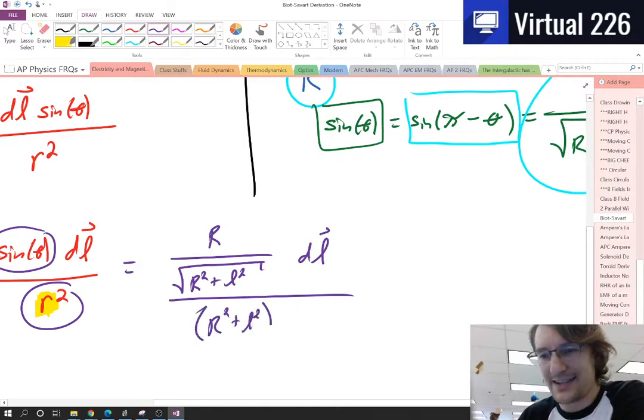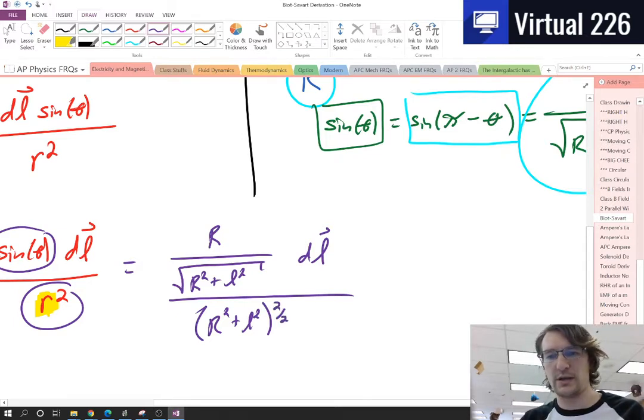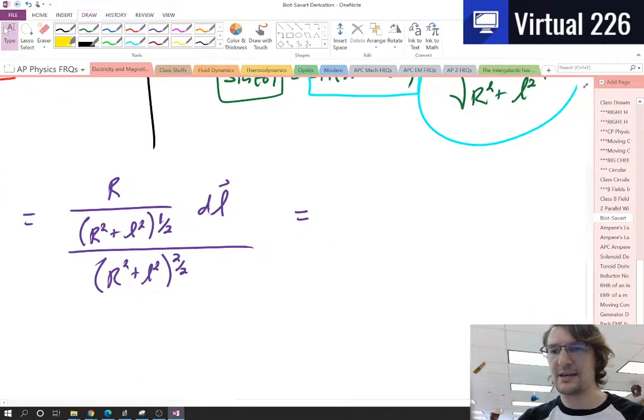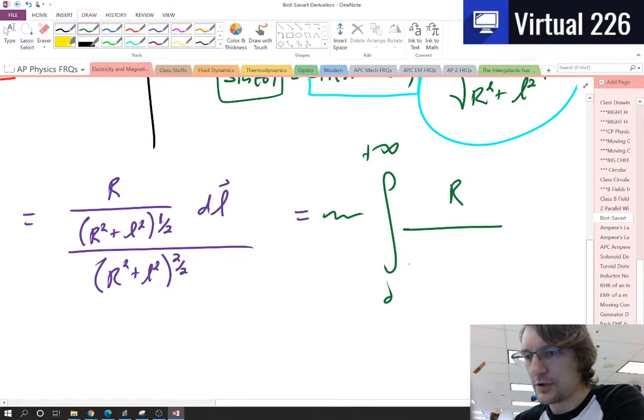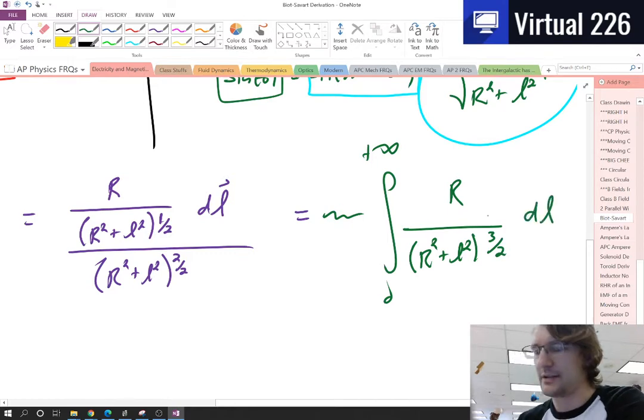And sometimes I like to write these as fractional exponents like that, like 2 over 2. It's just going to be 1. And the reason why I like to do that is if I do the same thing above, when I took the square root, this is like to the 1/2 power. Well, when I combine all my terms together here, what I'm actually going to have is the integral with all of my constants out in front from 0 to infinity of r over r squared plus L squared to the 3/2 power dl.